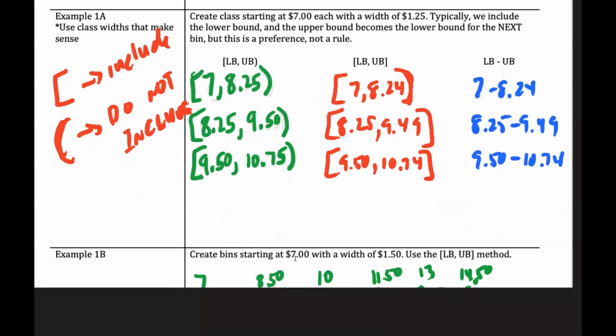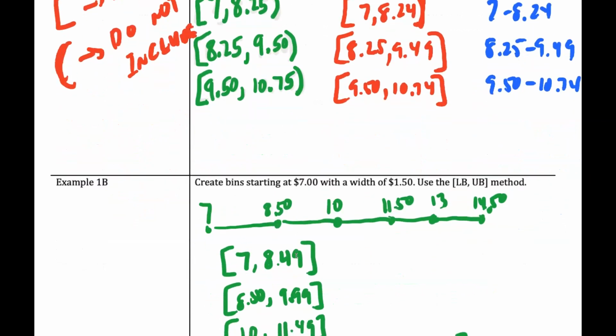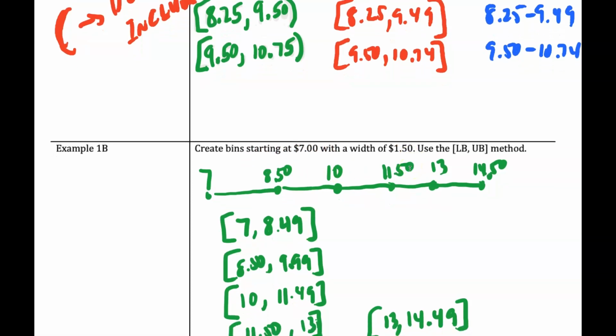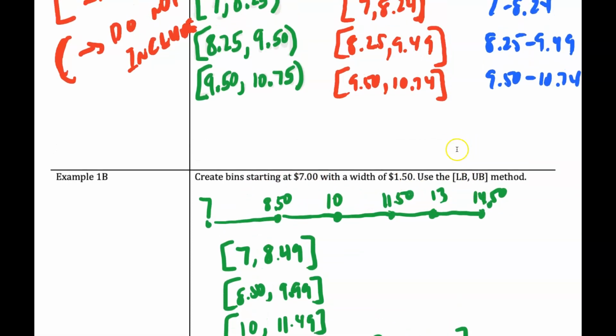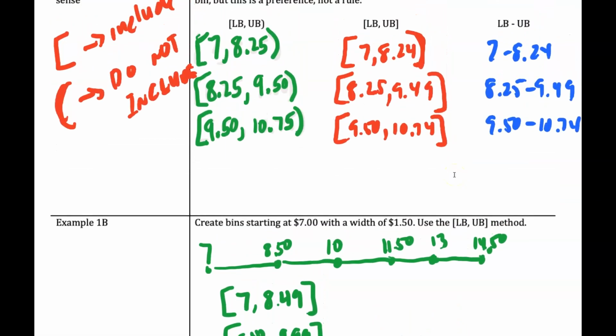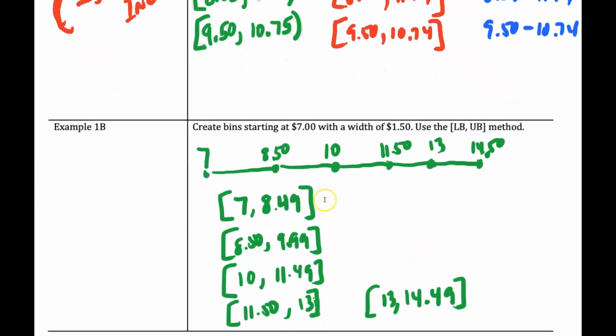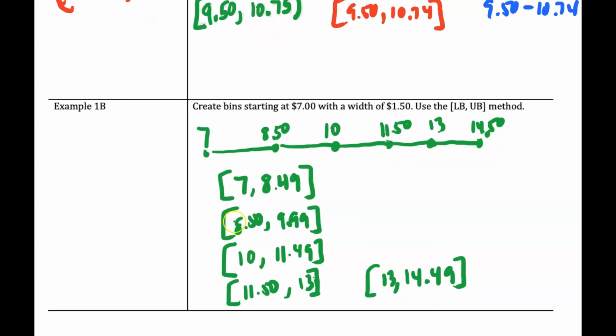If you want to try it before I do it here, you can pause and create some new bins starting from $7 with a width of $1.50, using the double brackets notation, which is the middle one here. This is what you would end up with. Again, what you're doing is making a number line, and then you're creating these classes or bins, right? And so it would look like this.